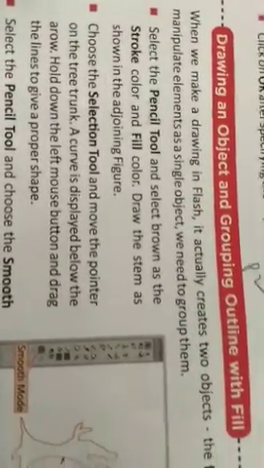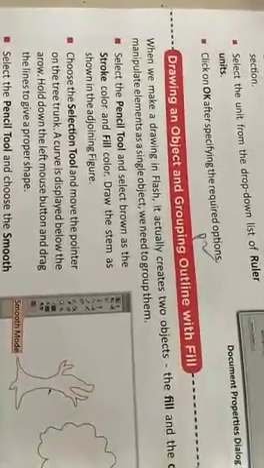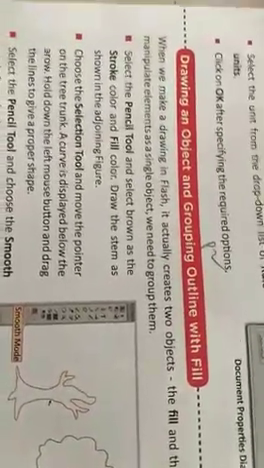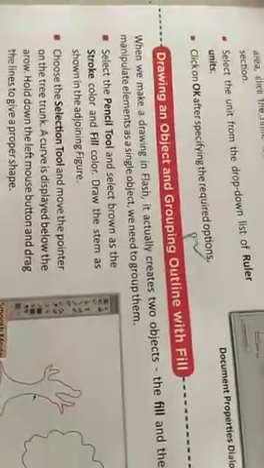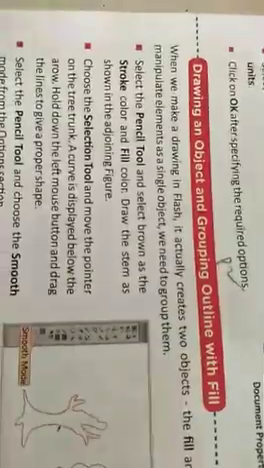When we make a drawing in Flash, it creates two objects, the fill and the outline. When we are drawing any object in Flash, it shows two things: one is the fill and the other is the outline. To manipulate the elements as a single object, we need to group them. If you want to make them single, you have to group them. It will be like this, selecting a smooth mode of pencil.